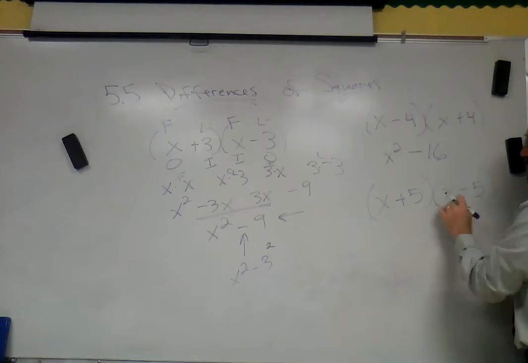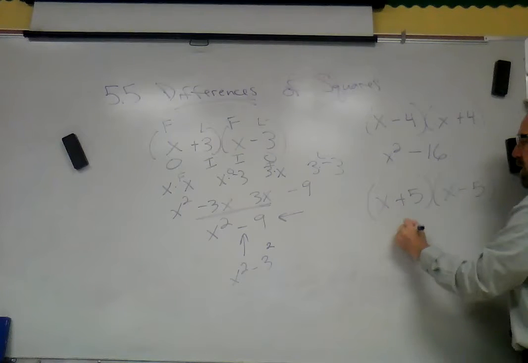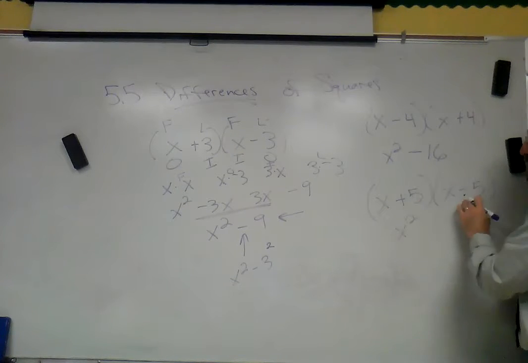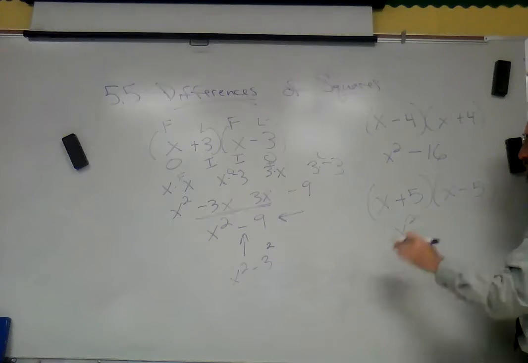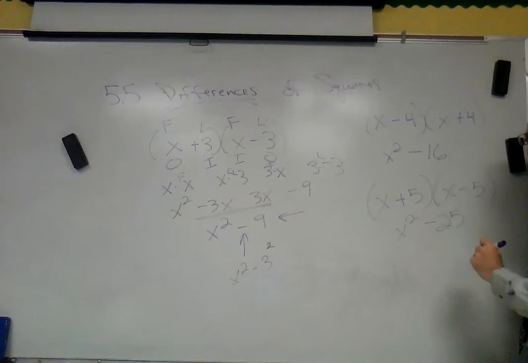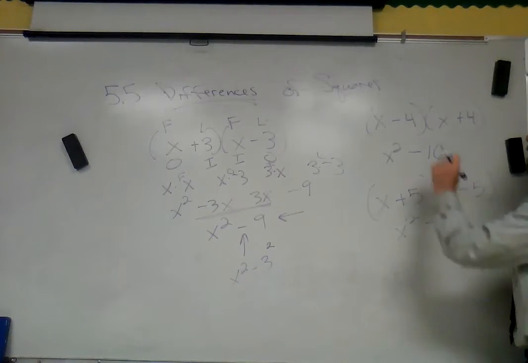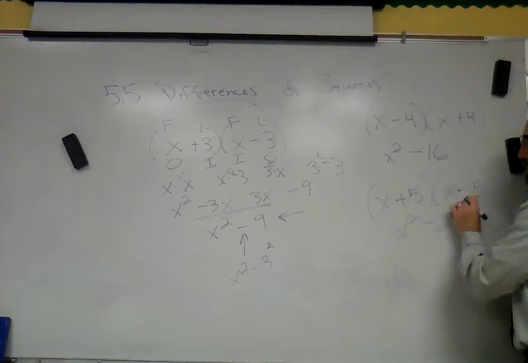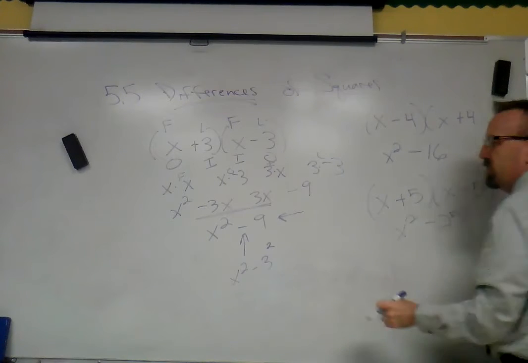So again, we start: x times x is x squared. 5 minus 5 gets us 0, so we have no x's. 5 times -5 is -25. So this is, again, only if they are on opposite sides, but the exact same numbers and the exact same terms.